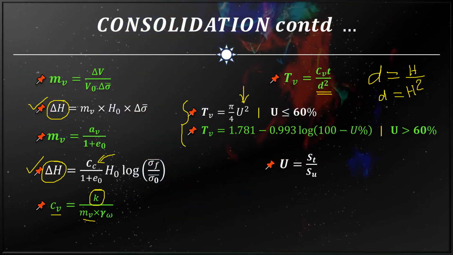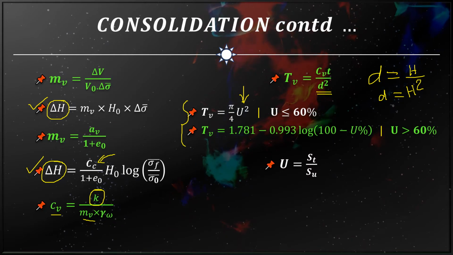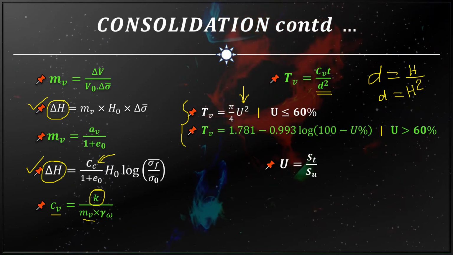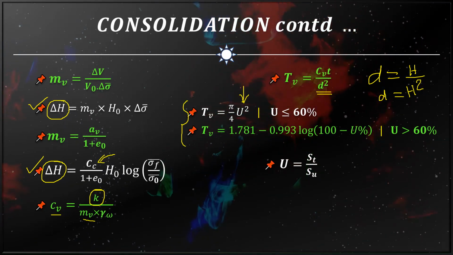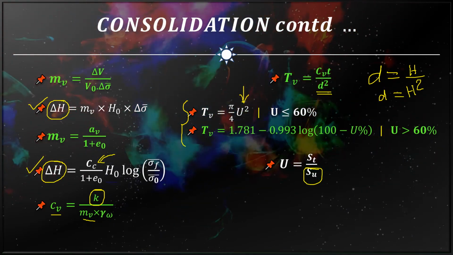And degree of consolidation is given by St by Su, that is settlement after a time period t divided by ultimate settlement, that is the total settlement. So this is the degree of consolidation.